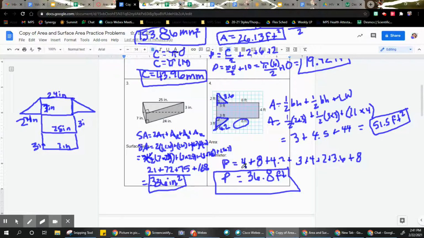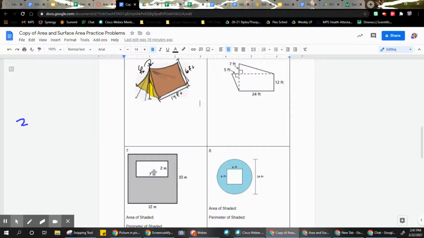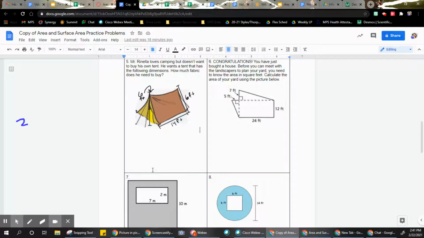All right, so let's move on to our next one. So now it says Mr. Ranella loves camping, but he doesn't want to buy his own tent. He wants a tent that is following his own dimensions. So he's going to make it out of fabric.